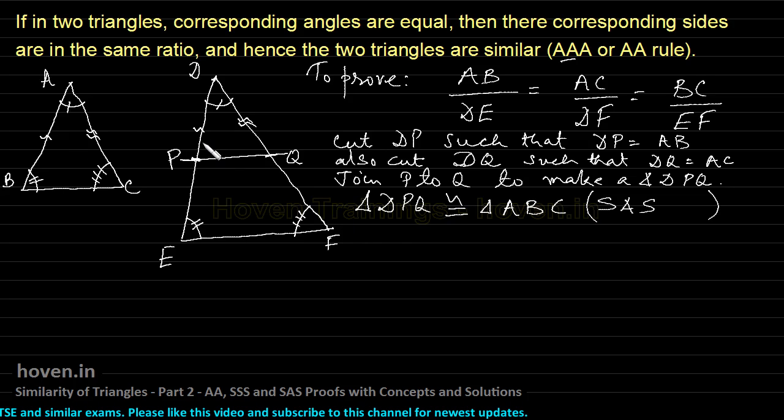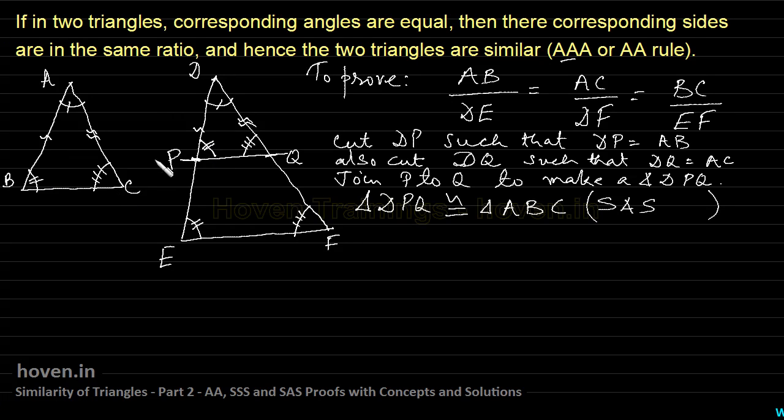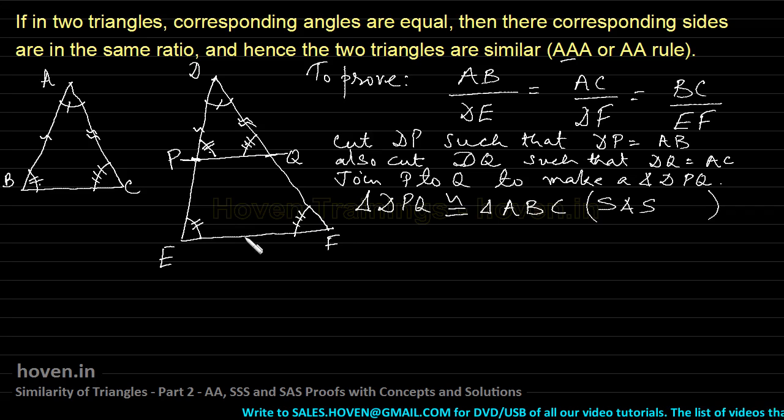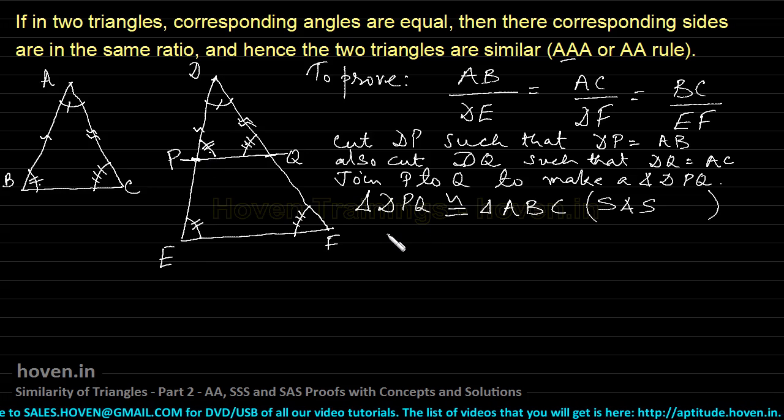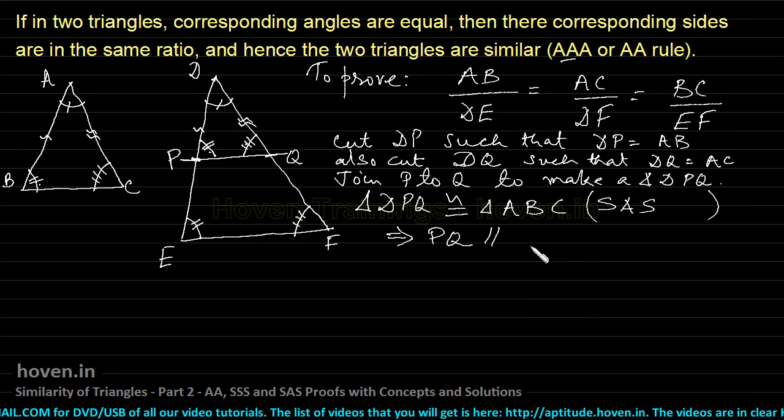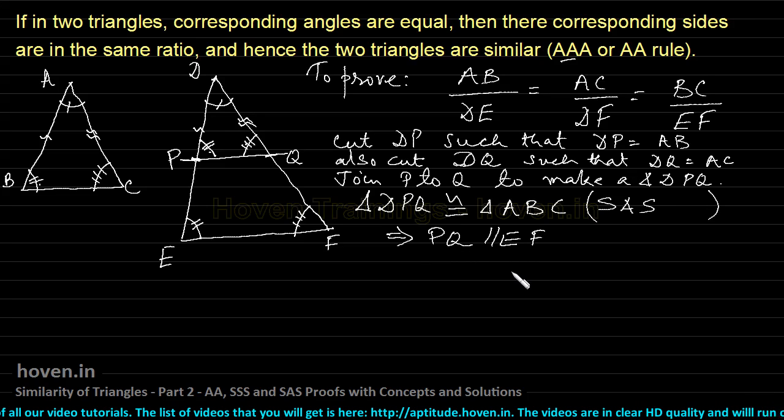Now if these two triangles are congruent, then this angle should be equal to angle B, and this angle should be equal to C. Now if this angle is equal to that, and that angle is equal to E, that means angle P and E are equal. That also means this angle is equal to this angle. What does this mean? This means PQ should be parallel to EF. These are the corresponding angles on the same side of the transversal. We can write, which implies PQ is parallel to EF. So this is an interesting conclusion that we get on the basis of the fact that this angle is equal to this angle, therefore PQ should be parallel to EF.